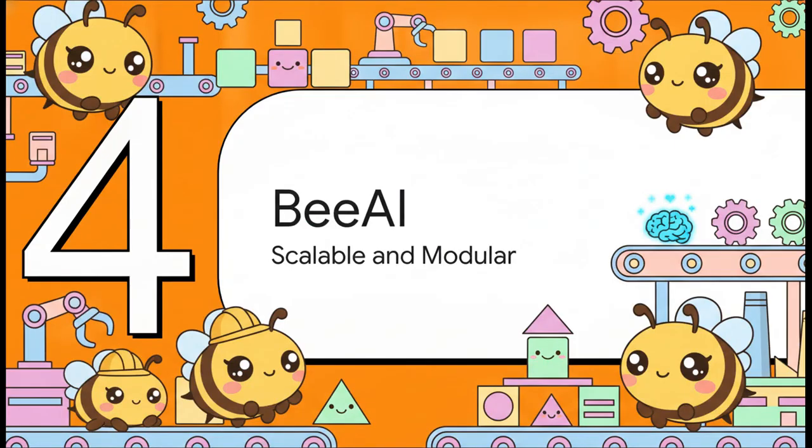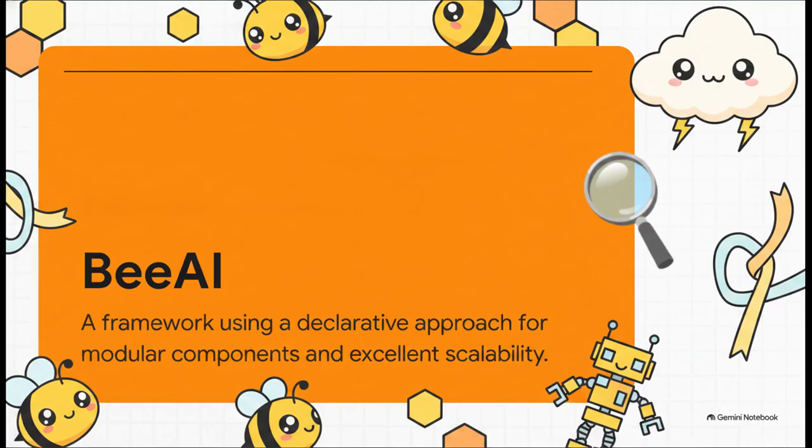Moving to our final contender, Section 4, BeeAI. Scalable and modular. Okay, so if CrewAI is a human team and LangGraph is a precise flowchart, BeeAI is like a massive modular assembly line built for horizontal scale.